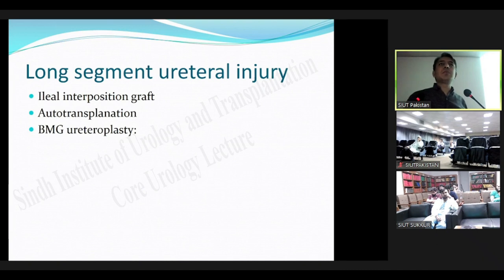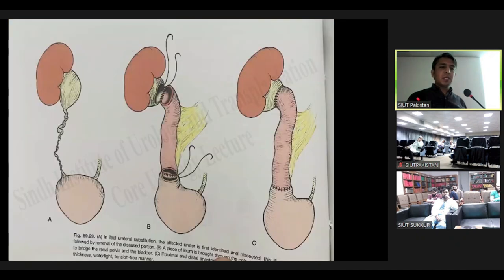So better to know the bladder capacity before the procedure, or at least urodynamic studies. Outlet obstruction is not contraindicated, but should be dealt with before if we are thinking about doing a Boari flap. For long segment ureteral injury, we can use ileal interposition graft or autotransplantation and buccal mucosal graft ureteroplasty. So this is the ileal transposition when there is much more loss of the ureter.